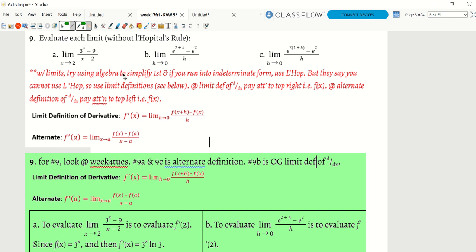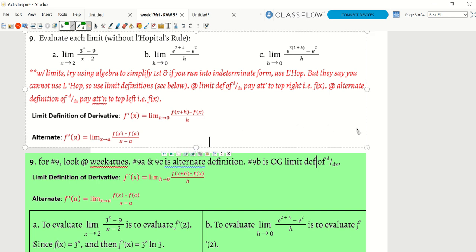So we try using algebra, factoring for example, to get out of this, but you're going to keep running into dead ends, aka indeterminate form. So you try using L'Hôpital's rule, but it says not to use L'Hôpital's rule. So one of our last resorts is to use these right here. This is your traditional limit definition or traditional derivative definition, and this is your alternate, okay?